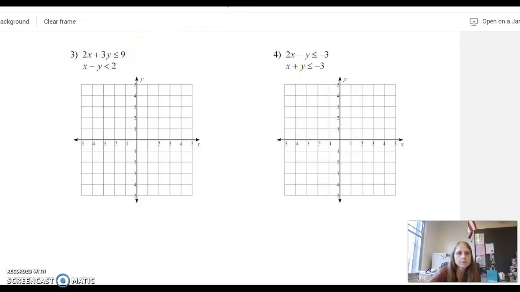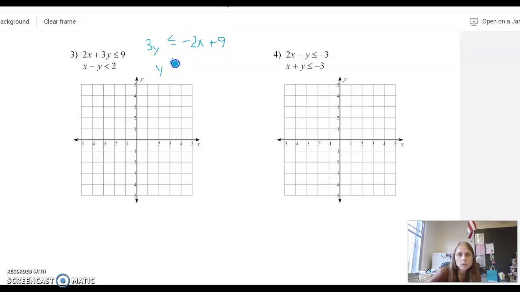slope-intercept form. So the first thing you would do is get your inequality, I'm used to saying equation, but this is an inequality, into slope-intercept form. So that's y equals mx plus b. Here you'd start to solve for y, so you'd subtract 2x. So you'd have 3y less than or equal to negative 2x plus 9. Then to get y alone, you would divide by 3. Don't forget, if you multiply by or divide by a negative, you flip it or not.